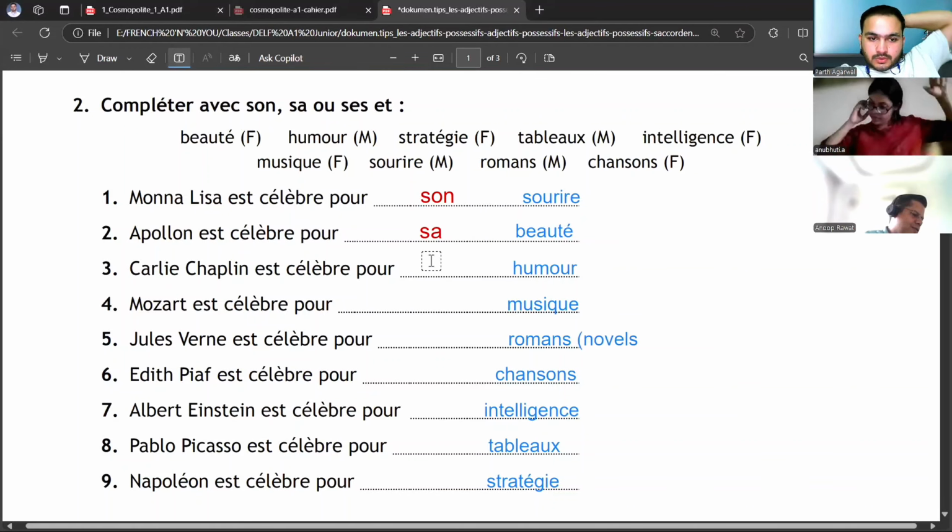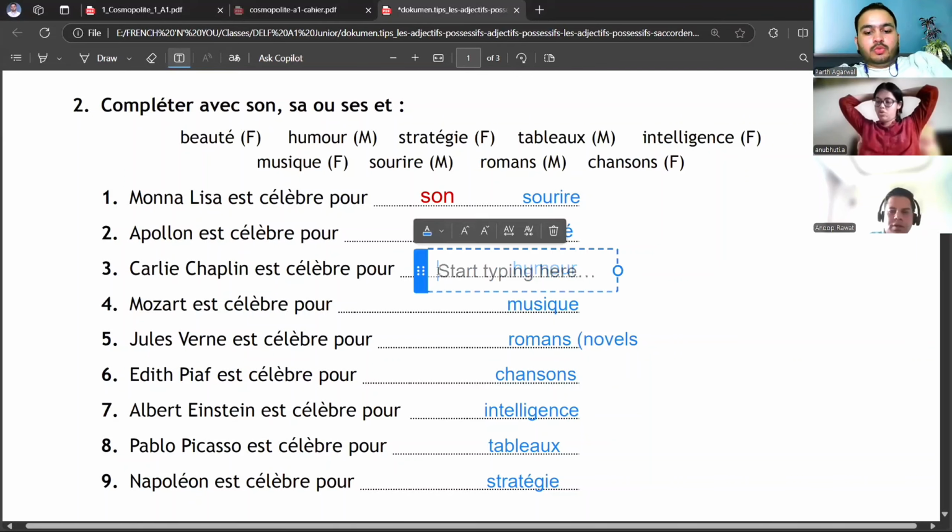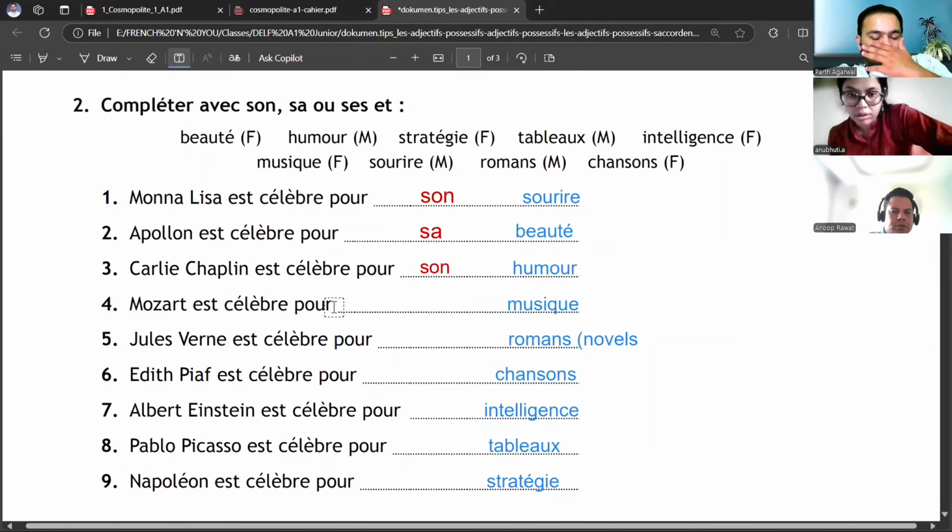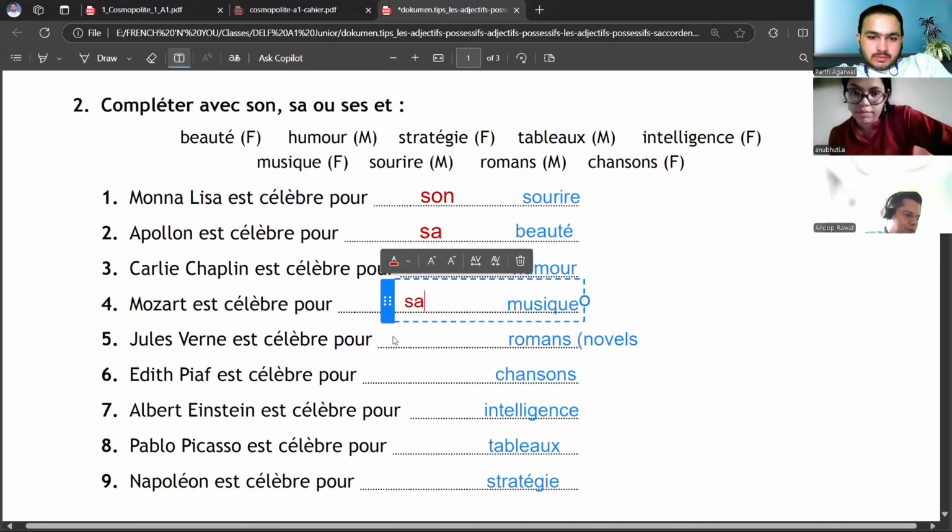What do you think about the third one? Charlie Chaplin est célèbre pour son humour. Mozart est célèbre pour... Anubhuti? Célèbre pour sa musique. Sa musique.